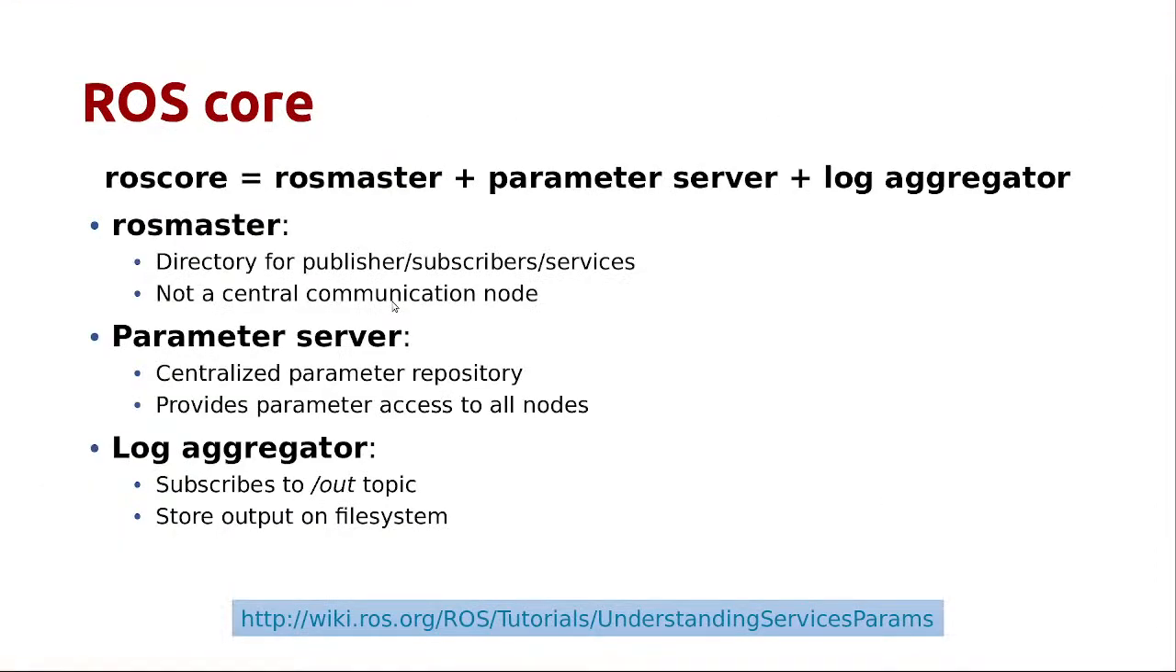Okay. ROS core, in fact, has a little bit more things. There's another stuff that you typically need once running a complicated program, which is the parameters. Well, if you have 20 computers which are implementing your robotic system, a problem of where to put the configuration files starts to be felt.